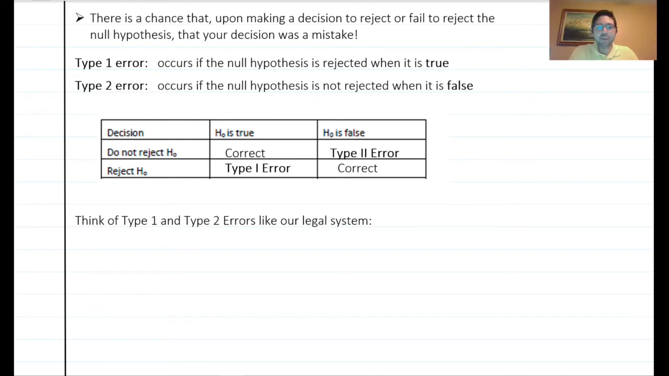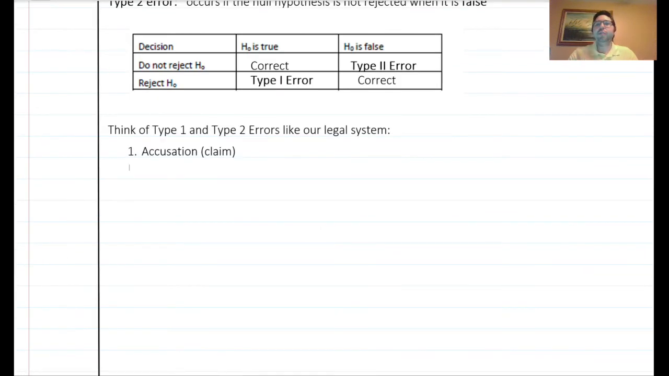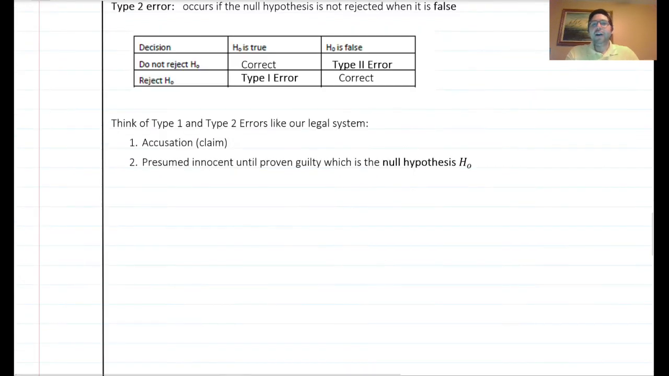So think of type 1 and type 2 errors kind of like our legal system. You start with your accusation, which is your claim. This person is allegedly guilty of this. You claim that. Then we have to test that claim in court. The person is presumed innocent until proven guilty, which is the null hypothesis. So the null hypothesis is that the person is innocent. The alternative is that the person is guilty.